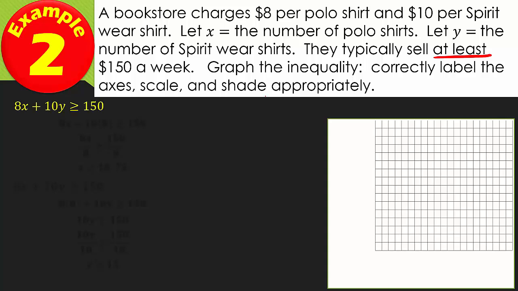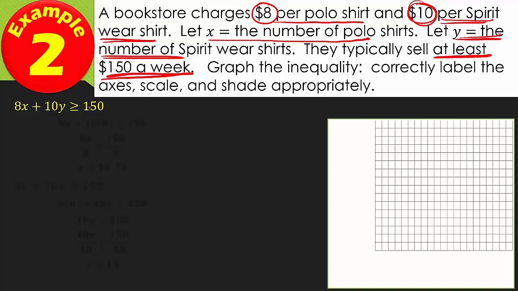So this is the equation that we come up with. Okay, so we have 8x because it was $8 per polo shirt, and X is the number of polo shirts. And then we have $10 per spirit wear shirt, and Y was the number of spirit wear shirts. So that's how we get the 8x plus 10y, and then we sell at least $150 a week. So the 150 goes on the other side, okay?